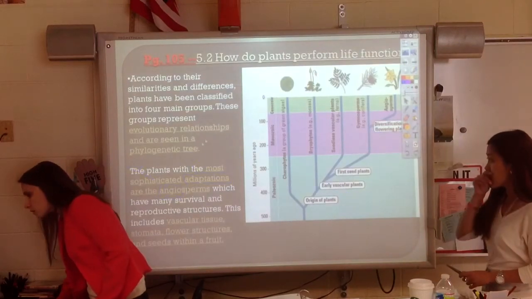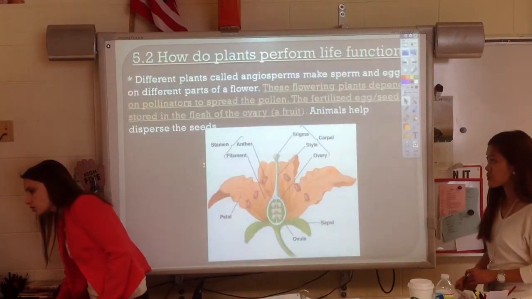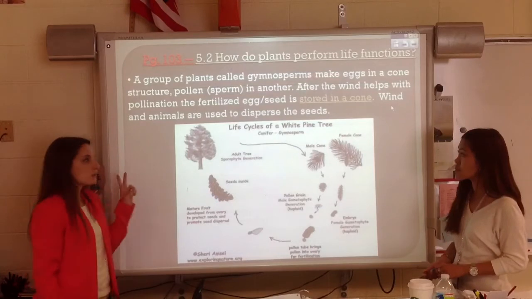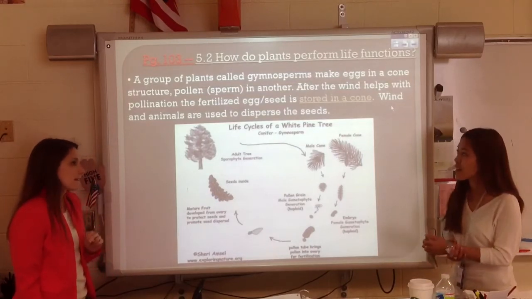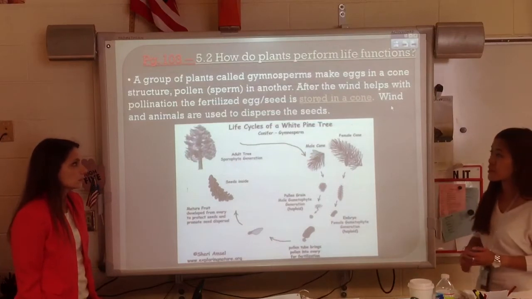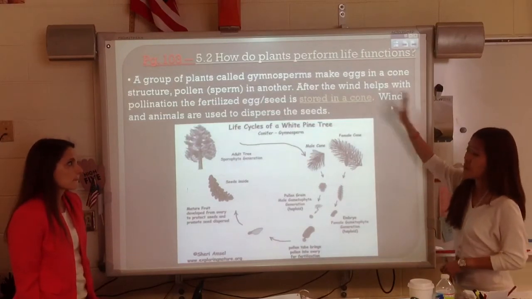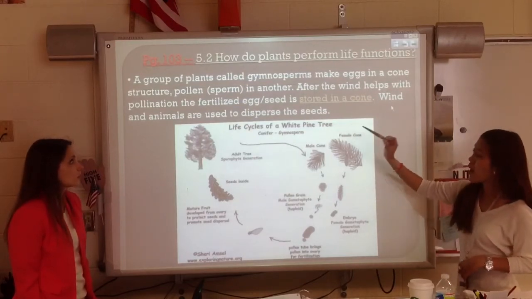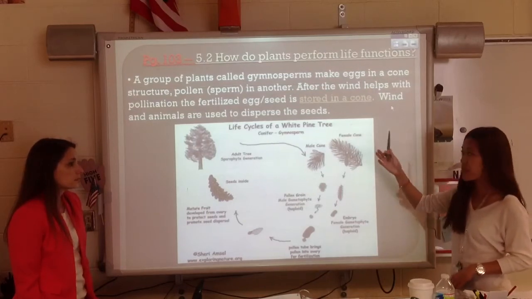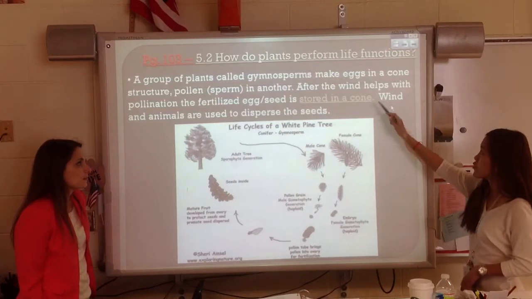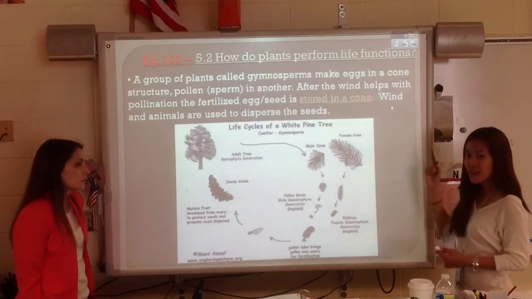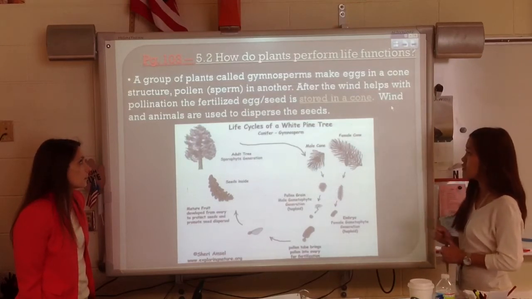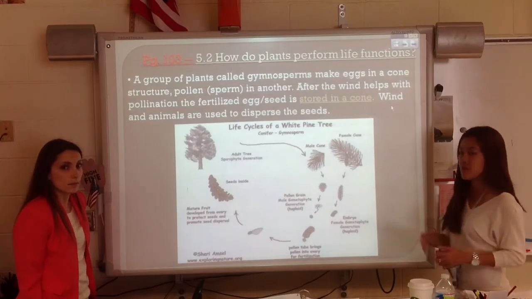But now we're going to go backwards a little bit to page 103 to finish up our notes about Sternger. So far we've done Sternger, and we have 2 R's to cover today. Okay, so one of the first groups of plants we're going to talk about are the gymnosperms. These actually make eggs within the cone of the plant, like pine trees. Okay, the pollen, the sperm of the plant, is also going to be found in that cone. Afterwards, the wind is actually going to help pollinate that plant, and that's going to fertilize our egg or the seed of the plant, which is stored inside the cone itself. And wind and animals are going to help disperse those seeds around.